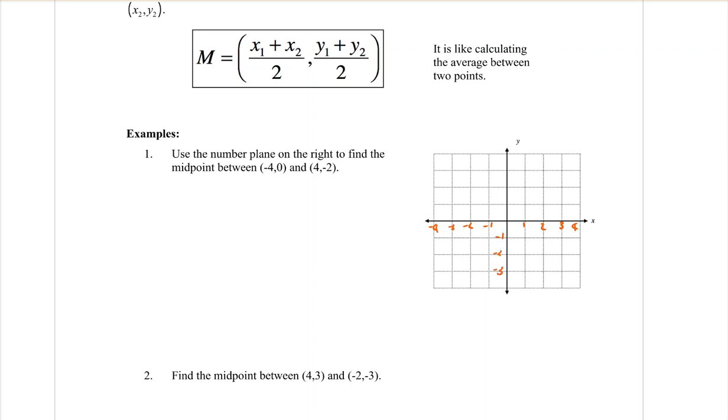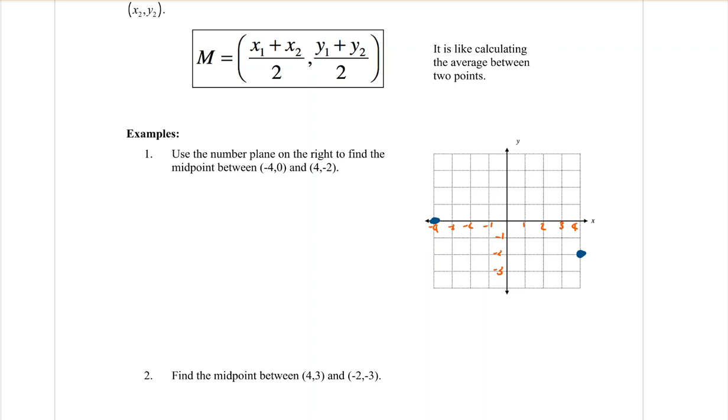The point -4, 0, we go across the x-axis to -4, and 0 means it's sitting right on that line. That's my first point. My second point is 4, -2, which would be there. We're trying to find the point in the middle.